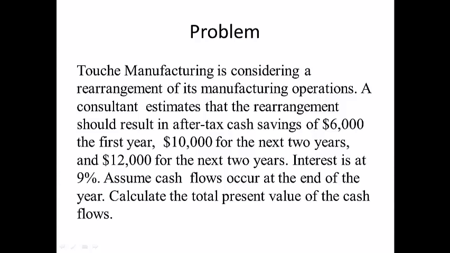Problem. Touche Manufacturing is considering a rearrangement of its manufacturing operations. A consultant estimates that the rearrangement should result in after-tax cash savings of $6,000 the first year, $10,000 for the next 2 years, and $12,000 for the next 2 years. Interest is at 9%. Assume cash flows occur at the end of the year. Calculate the total present value of the cash flows.